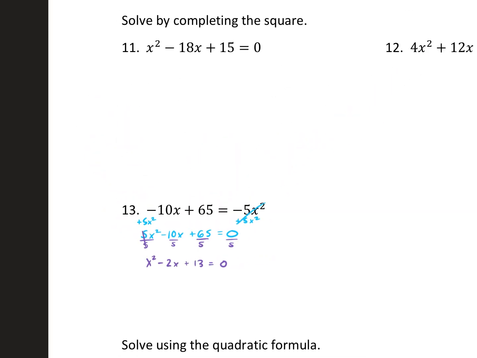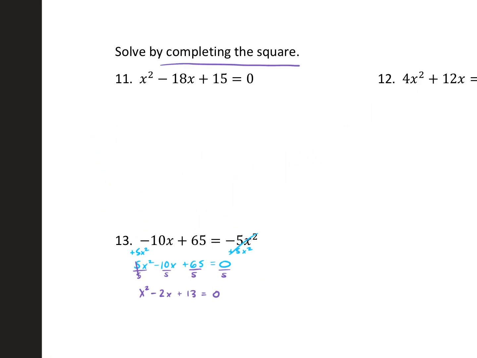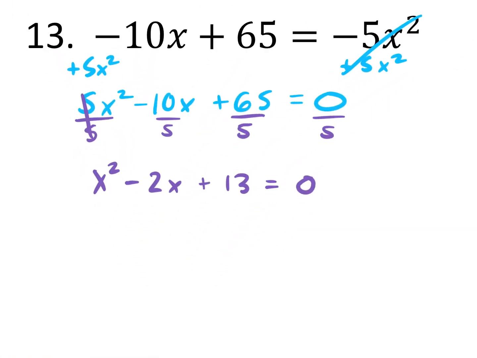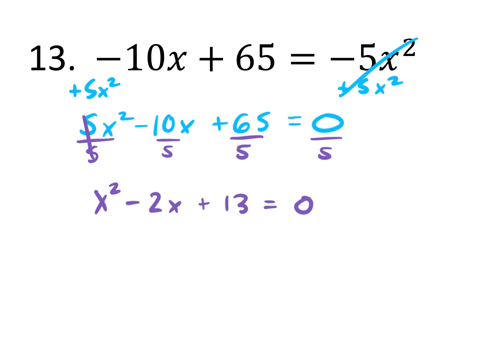Now the direction said solve by completing the square. So we have to complete the square here. What would I need to do first to complete the square? Subtract the 13. We want our x's on one side and the number, the constant, on the other. So x squared minus 2x, we're going to leave a space to complete the square, equals negative 13.